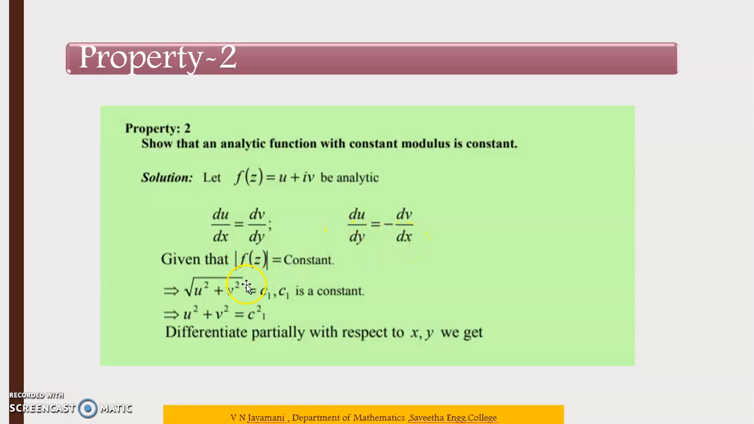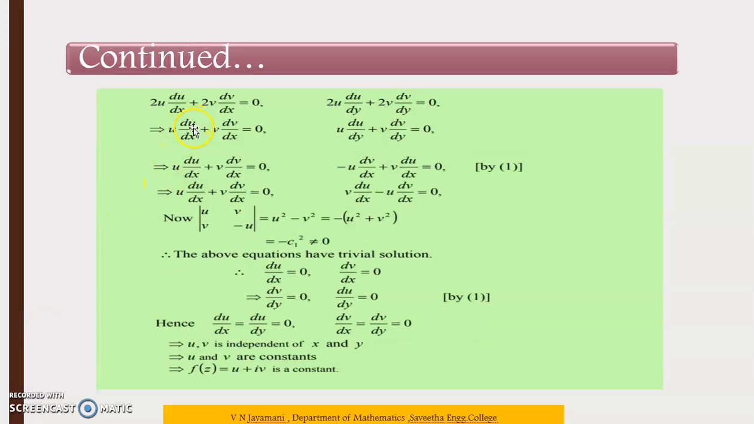Given that the modulus of f of z is equal to a constant, we know this modulus is the square root of u square plus v square, which is equal to c1, where c1 is a constant. Squaring both sides, u square plus v square is equal to c1 square. Now we differentiate partially with respect to x and with respect to y. We get 2u into dou u by dou x plus 2v into dou v by dou x equal to 0. Similarly, 2u into du by dy plus 2v into dv by dy equal to 0.